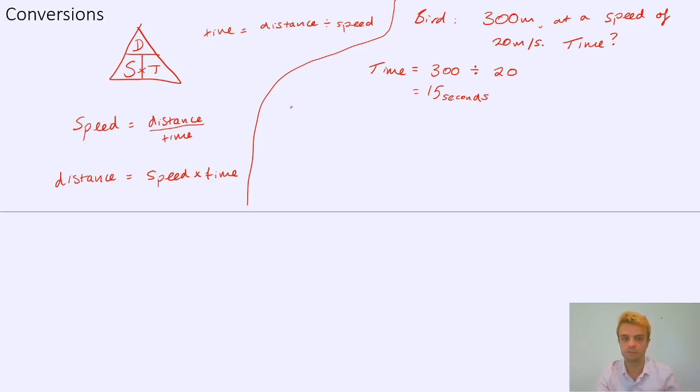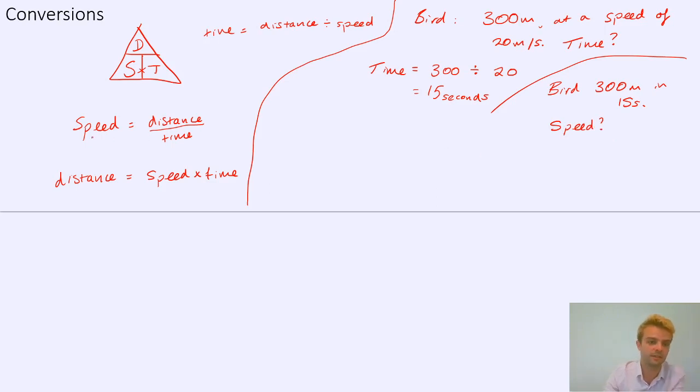Now that's how we worked out time, but it could have given us that information in a different order and asked us to work out something else. For example, if it had said instead a bird flies 300 meters in 15 seconds, it could have asked us for its speed. Speed, question mark? Well, if we cover up speed in the triangle, we're left with distance divided by time. So we take the distance, which is 300 meters, and divide it by the time it took. And 300 meters divided by 15 is 20. So our answer from before kind of checks out. It's 20 meters a second, which we did already know because it was in the question.